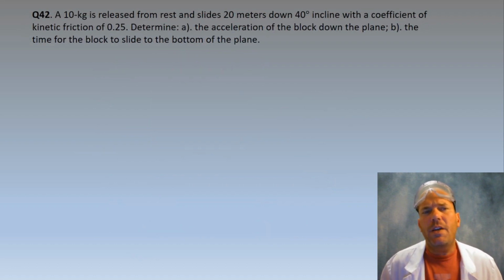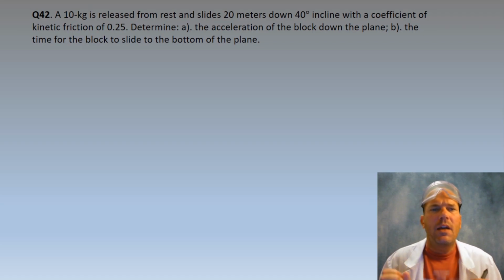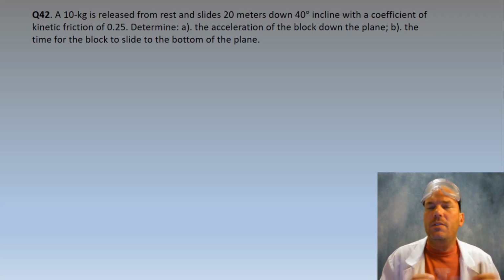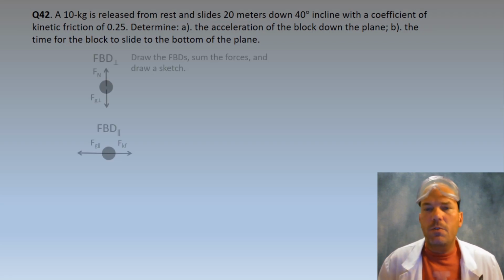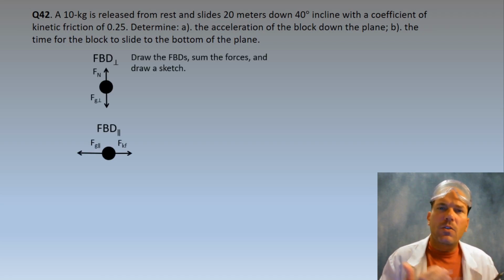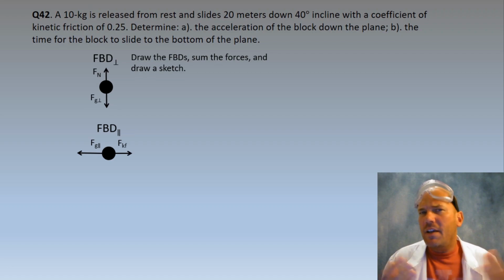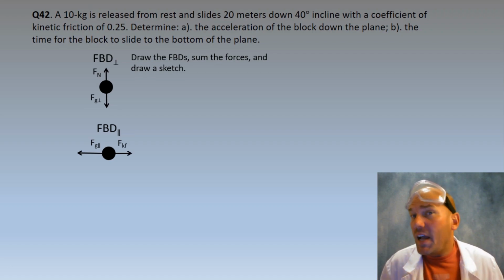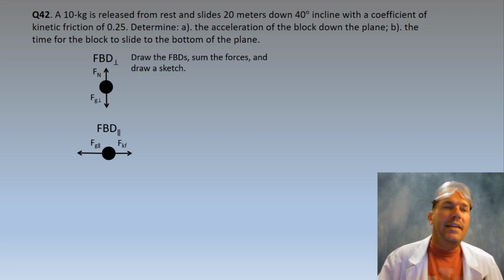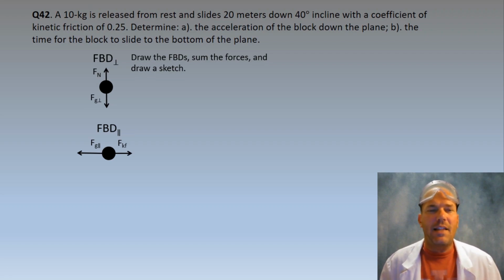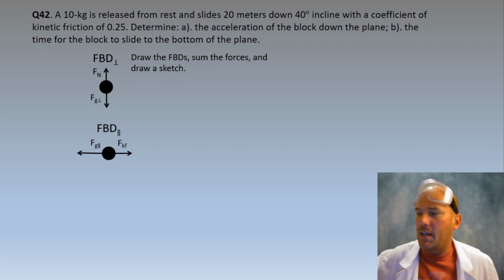Question 42, we have a 10 kilogram object that is released from rest and it slides 20 meters down a 40-degree incline. We are also told that we have a coefficient of kinetic friction of 0.25. We are asked to find the acceleration of the block down the incline, and again we're asked to find the amount of time it takes for the block to slide to the bottom of the incline.